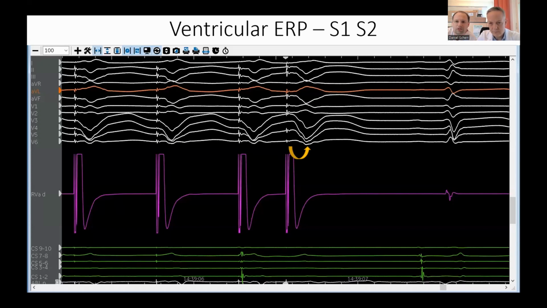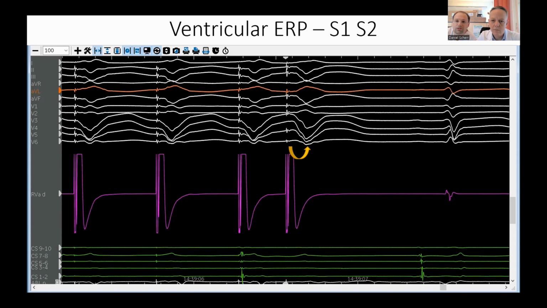By definition, ERP is measured using programmed stimulation, which means a train of pacing beats followed by a coupling premature extra stimulus. ERP is defined as the longest premature coupling interval S1, S2, that results in failure of propagation of the pacing impulse through a tissue. ERP can be evaluated also during incremental pacing and is defined as the longest coupling interval that does not achieve a capture.